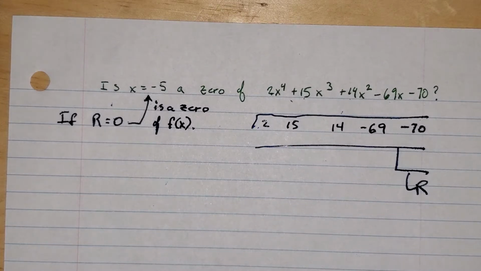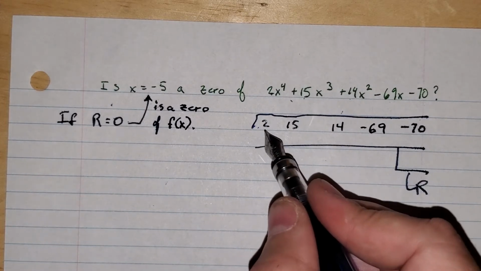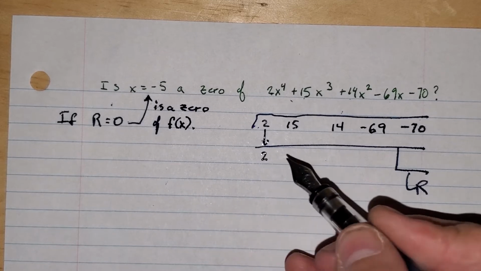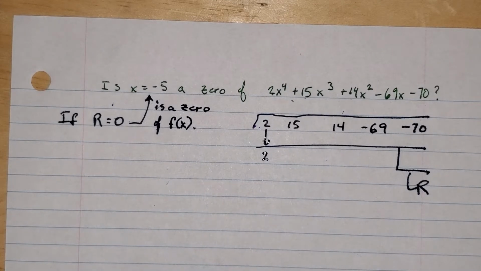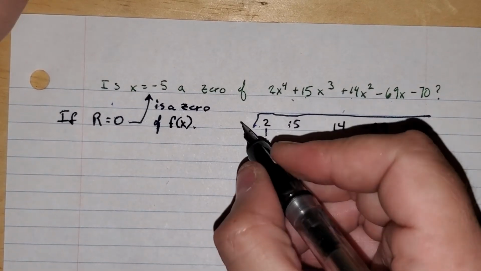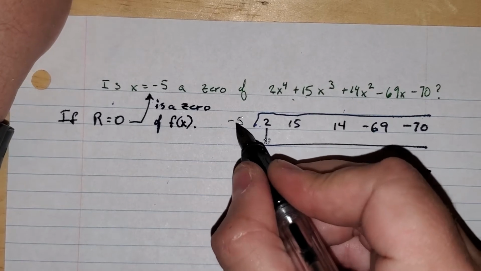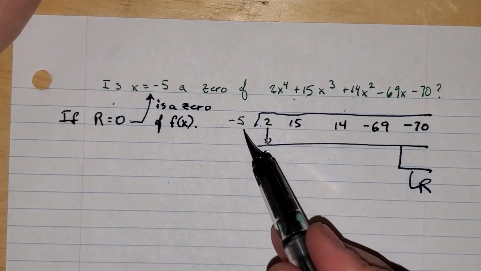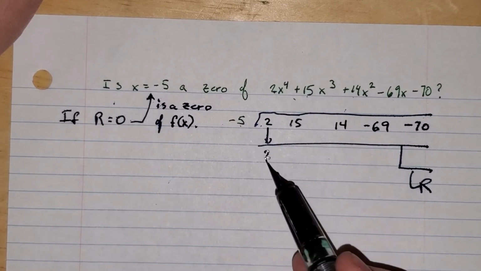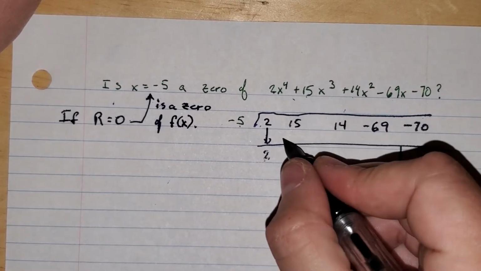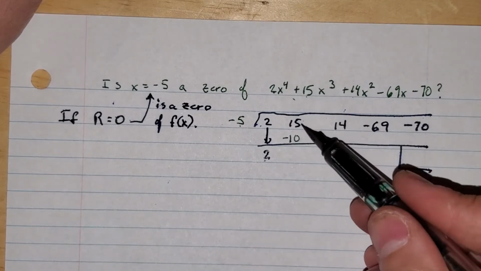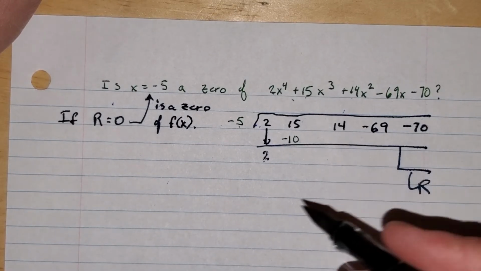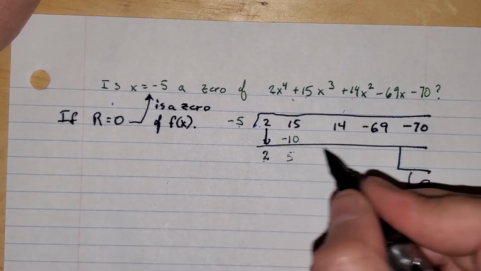Now, one more thing. The first number always gets copied. I did that in blue, and I'm going to switch back to green. I am dividing by -5, since x equals -5. Now, synthetic division is real simple. We're going to multiply, then we're going to add. So -5 times 2, we get -10. Now add these two: -10 plus 15, you get 5.